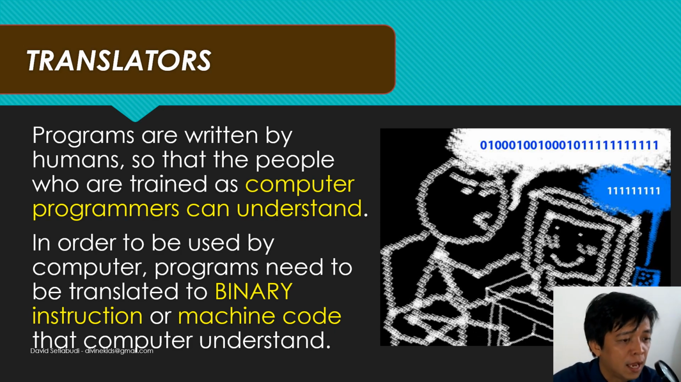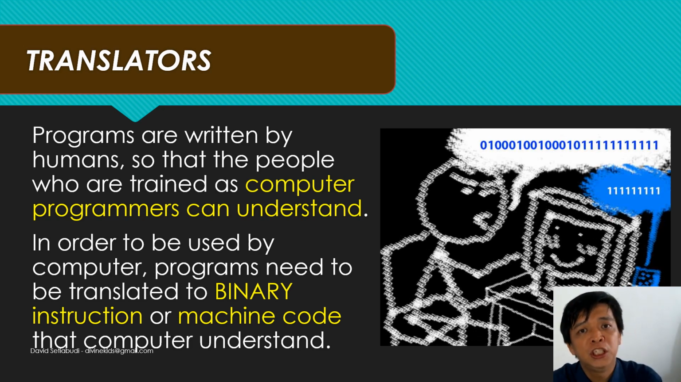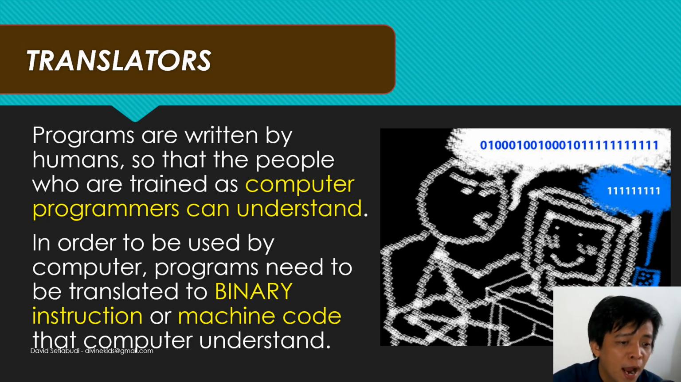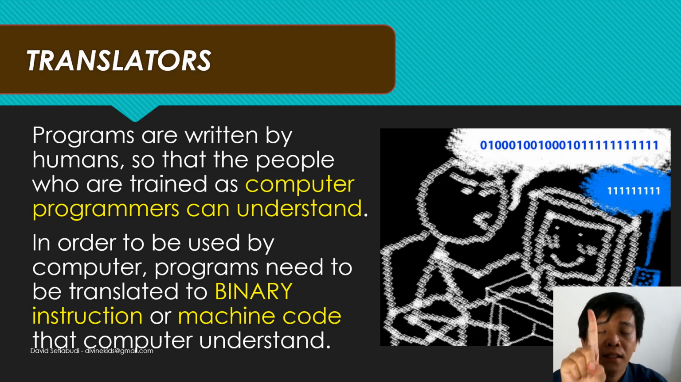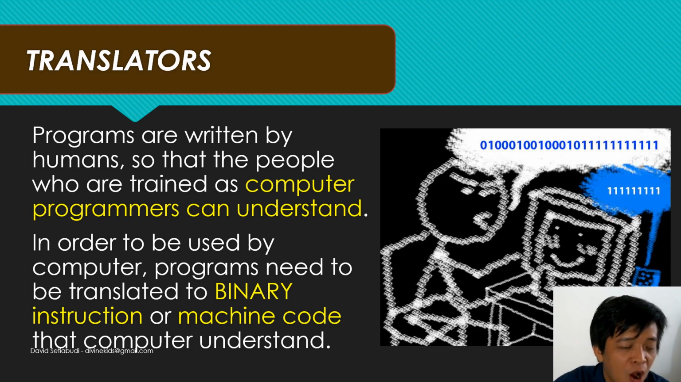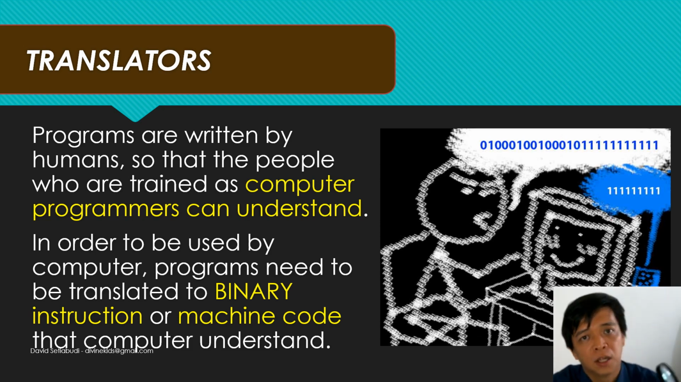Now, in order to be used by the computer, because the computer only understands machine language, programs need to be translated into binary instructions. What is a binary instruction? It is machine code that the computer understands. Because you cannot simply command a computer or the processor as you use English, Spanish, or Chinese, or even Japanese. They don't understand it. So you need to use binary, 0 or 1, or machine language.